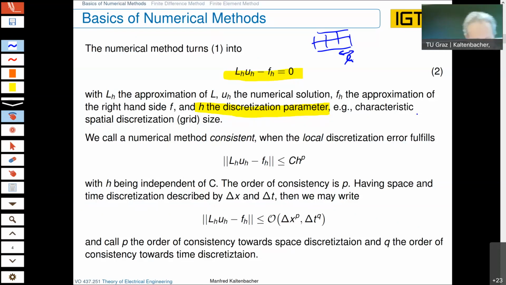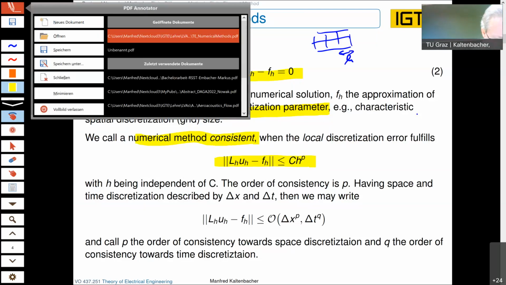Now, consistent means, and you see, I already write, the numerical method is consistent if this property is fulfilled. So this double line always means a norm. It's not easy to say what is the appropriate norm, but for most cases we just take the L2 norm. For everybody, it's clear what the L2 norm is, or would you like me to write it explicitly? So I write it down in this sense.